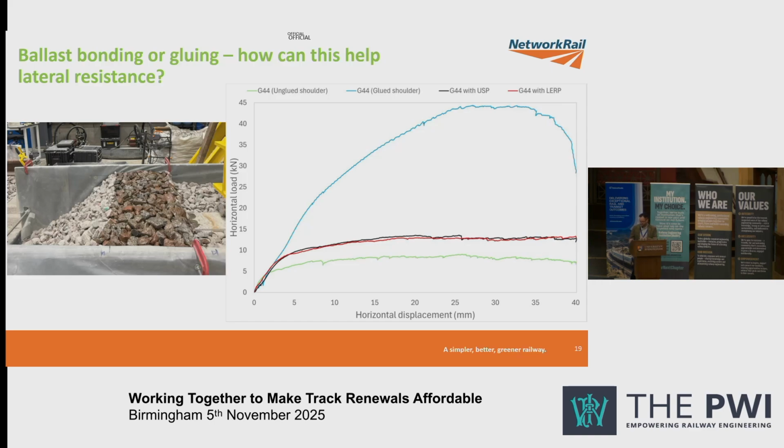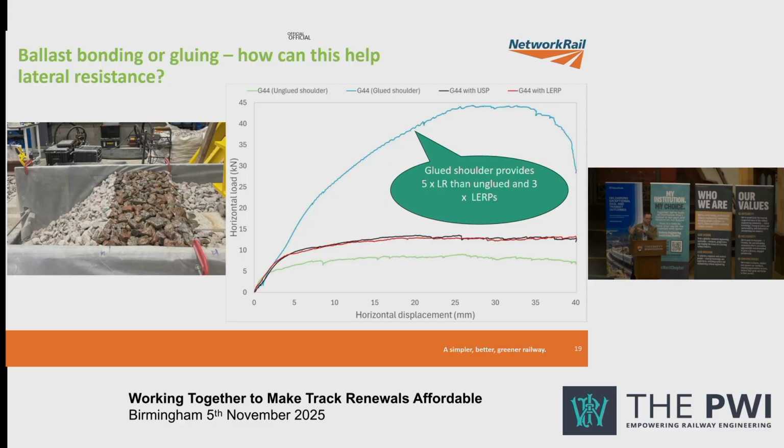But the results here showed that, again, 3 times more than LERPs itself. So we're way up there with glue ballast. And I'll go into some of the cost savings as well. We hadn't previously done this test, so we had to understand what glue does offer in that space.